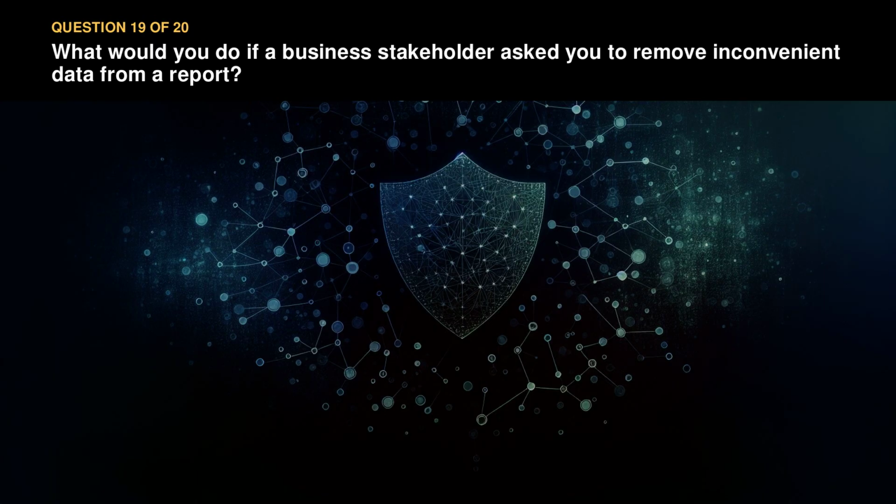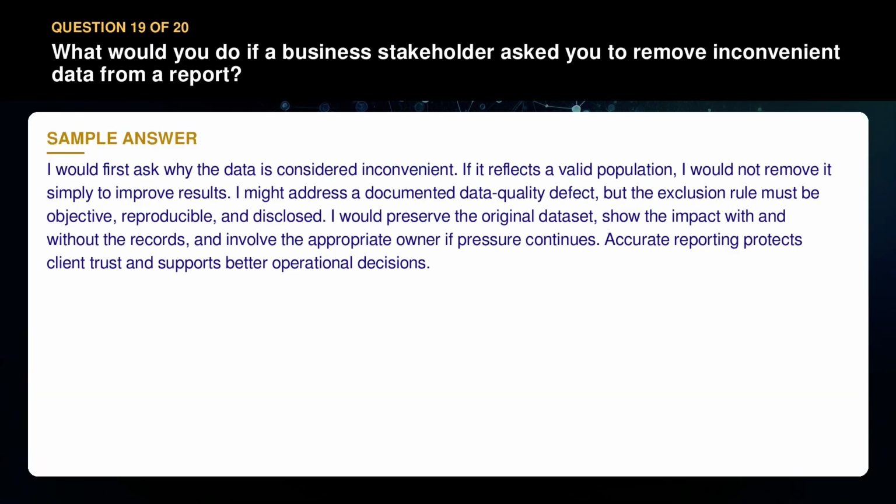Question 19. What would you do if a business stakeholder asked you to remove inconvenient data from a report? I would first ask why the data is considered inconvenient. If it reflects a valid population, I would not remove it simply to improve results. I might address a documented data quality defect, but the exclusion rule must be objective, reproducible, and disclosed.